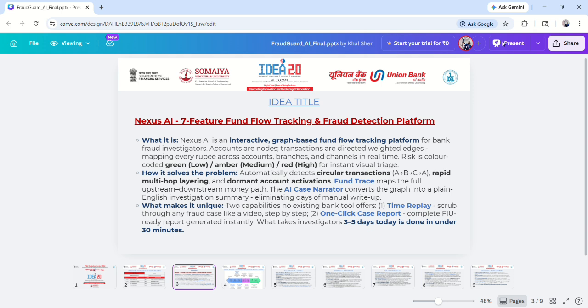What makes it unique? There are two functionalities which make it unique. The first one is time replay and the second one is one-click case report. In time replay, investigators can replay the transactions step by step like a video. In one-click case report, a full fraud report is generated instantly using AI. Simply concluding, to investigate a fraud, what takes 2 to 3 days is now done in just 30 minutes.